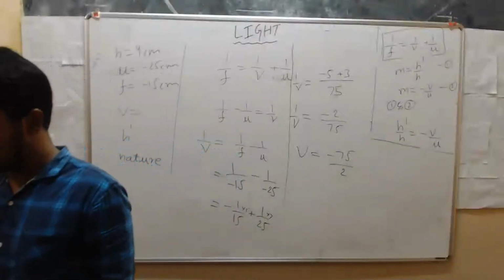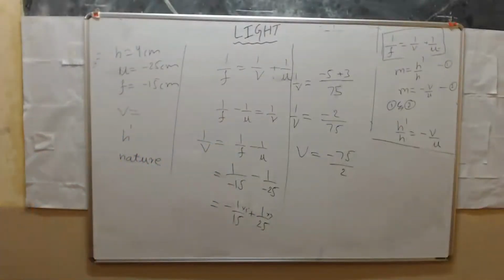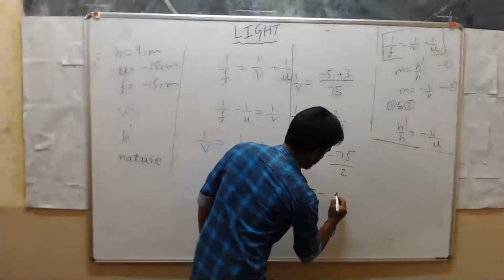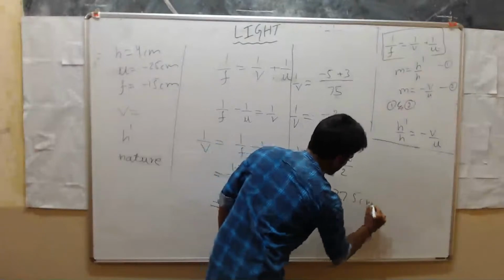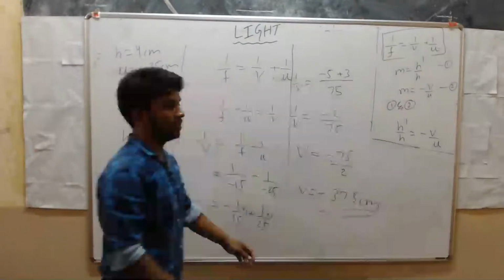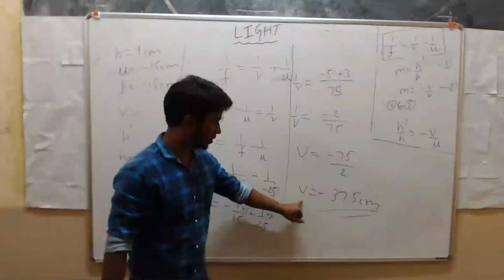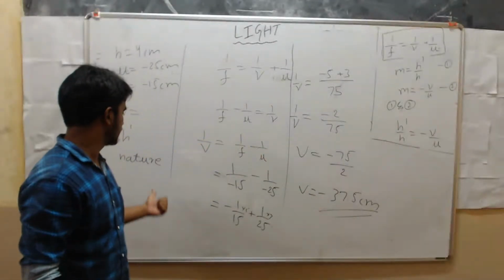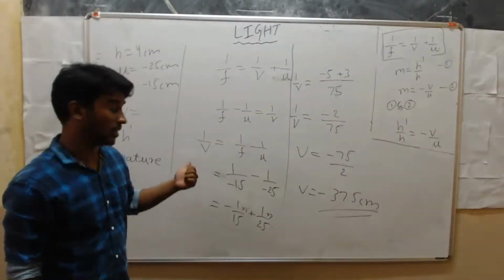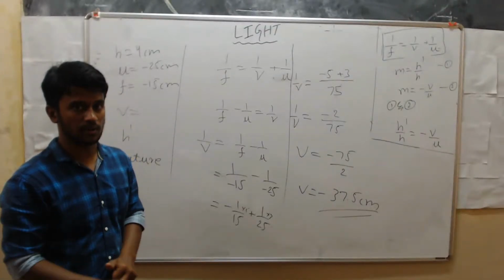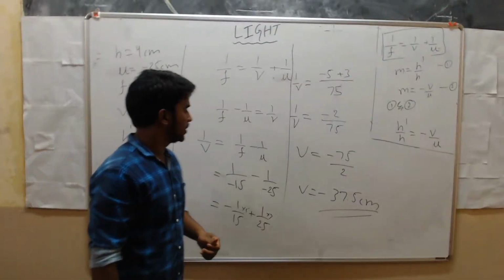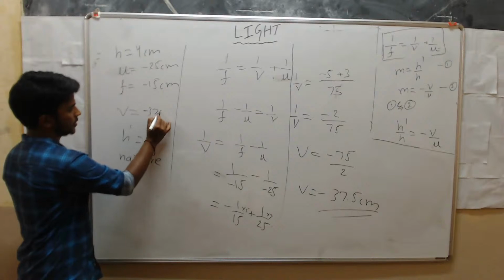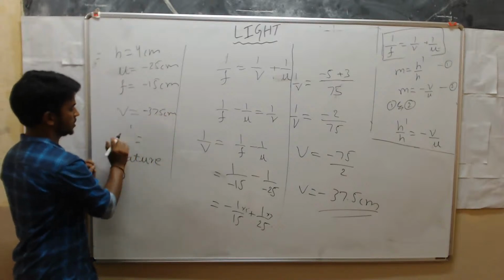75 divided by 2. So here we get v equal to minus 37.5 centimeter. Observe here, we got the v value negative. So clearly we can say that the nature of the image is real and inverted. So next step: v equal to minus 37.5 centimeter. Then what about h dash?